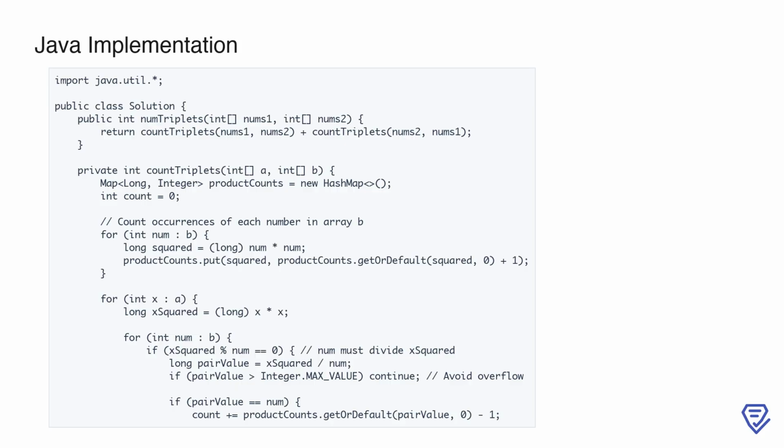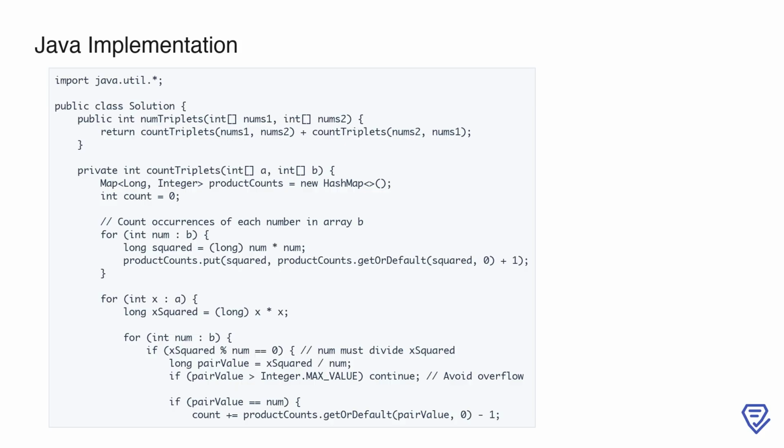To achieve this, we call a helper method, countTriplets, twice, once with nums1 as the first array and nums2 as the second, and then vice versa. This ensures we cover all possible combinations where the square of an element in one array equals the product of two elements in the other.